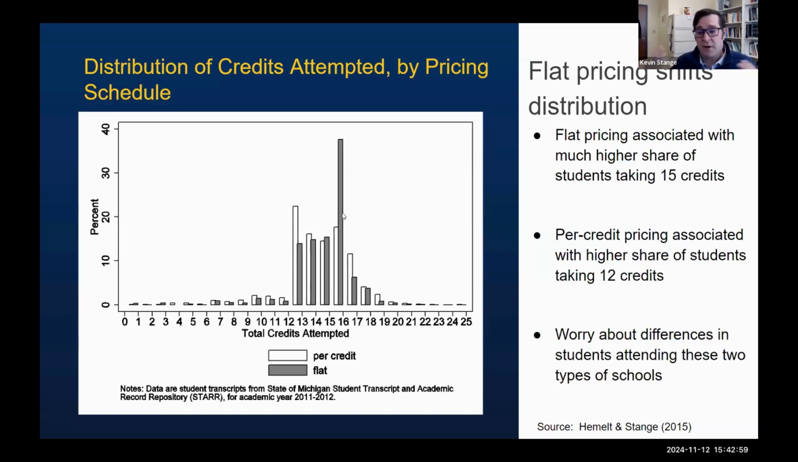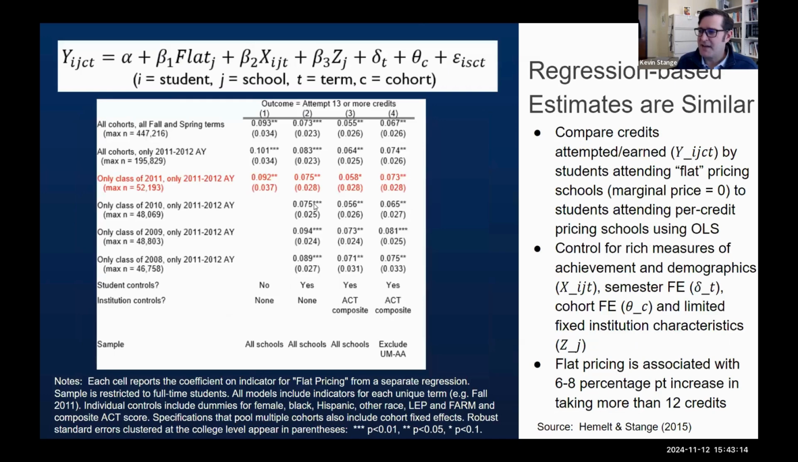But people that go to these universities are slightly different. And so you worry that maybe this isn't anything about the pricing, it's something about the students or the institutions. So in the paper, we do a bunch of analysis to rule out different possible explanations. We do regression, we control for a bunch of stuff, we have a bunch of tables. But what you see throughout a bunch of different specifications is that those students at one of these flat universities are about 6 to 10 percentage points more likely to be taking more than just the full-time minimum. So it does look like there's some effect of this pricing system on credit taking.